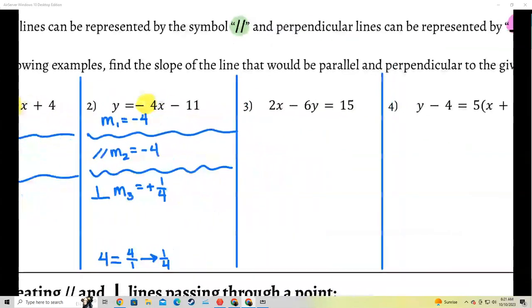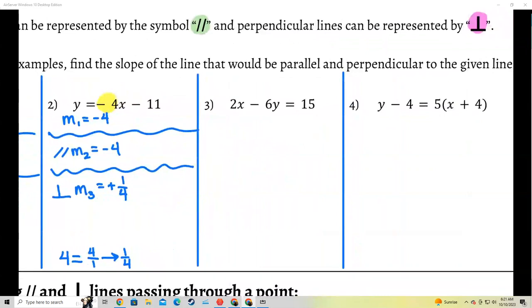All right, here's where things get a little bit different. Take a look at this third problem. I have 2x minus 6y equals 15. I want to come up with a parallel and perpendicular lines. The problem is I'm looking at this and I have no idea what my slope is just yet. So in order for me to understand what the slope is, I need to change this into slope-intercept form first. And to do that, I'm going to solve for y.